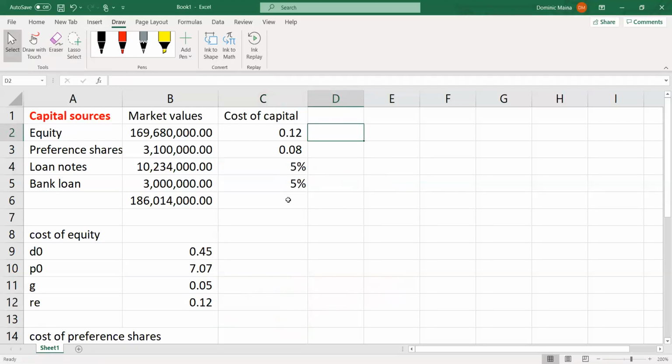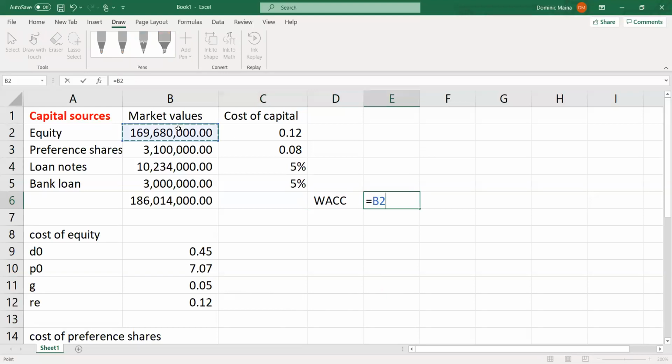Now the company cost of capital. You can call it here the weighted average cost of capital, which will be equal to the weight of equity. We can just call it here weights. I don't need this part, but I think we could. So the weight of equity will be 169 divided by the total.